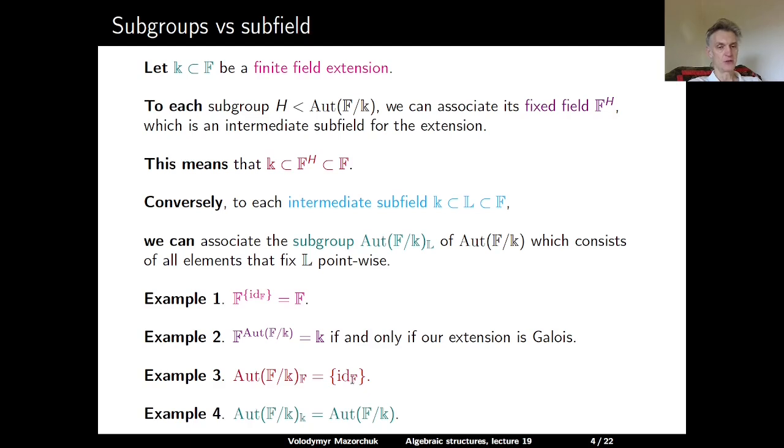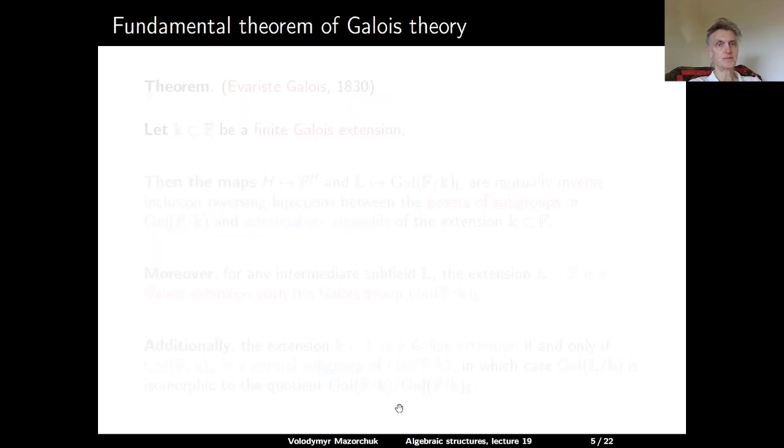And example 4. If we take as our intermediate subfield the smaller field K, then the subgroup of Aut F over K, which fixes all elements of K, will be the whole group of automorphisms of F over K, regardless of whether the extension is a Galois extension or not. This just follows from the definitions.